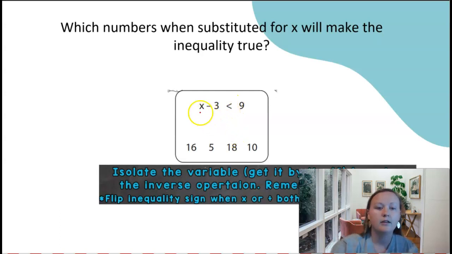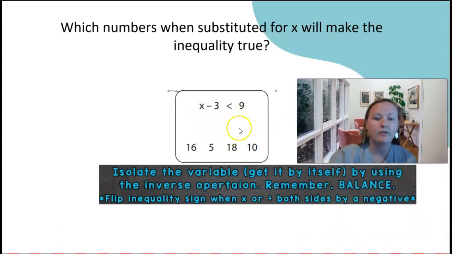Step 1, to get X by itself. How do I get X by itself? I do the inverse operation, which means the opposite of what's happening. Well, what's happening with X? We're subtracting 3. So I need to do the opposite, which is add 3. So I'm going to add 3, cross that out.